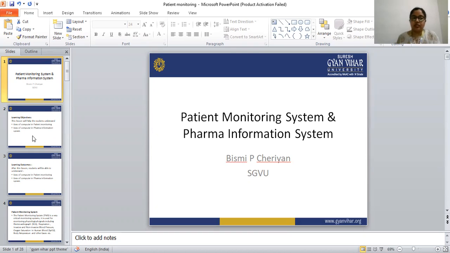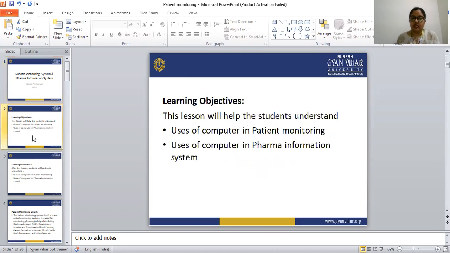So the learning objective of this topic is that this lesson will help the students to understand the uses of the computer in patient monitoring as well as the uses of the computer in the pharma information system. Is it possible to monitor the patient through the computer? All those things we are studying in today's topic.